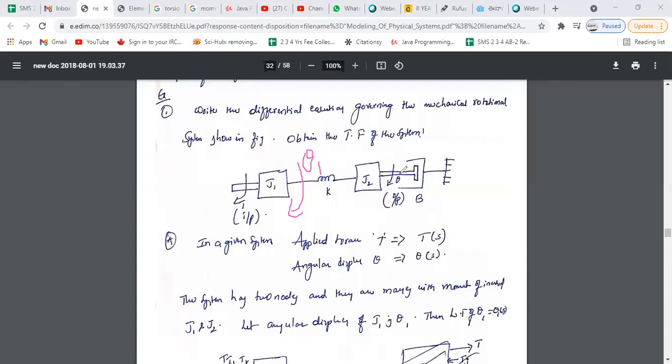So here, what is the output? Angular displacement. Theta1 or theta? Theta. Theta is the output.